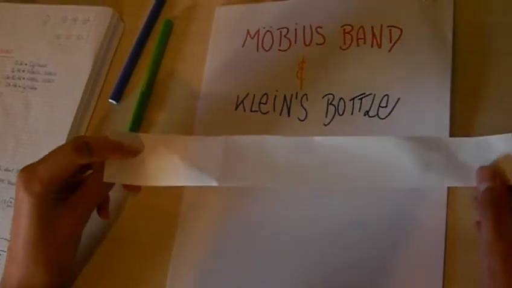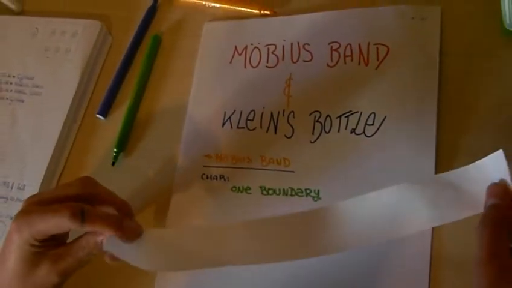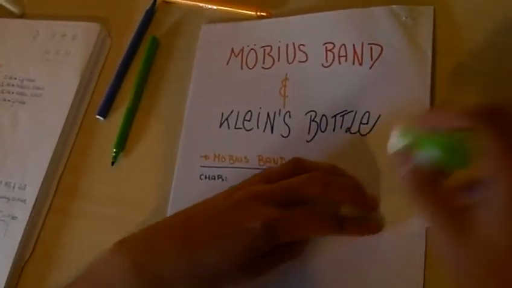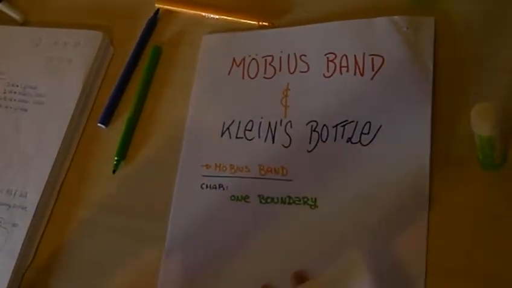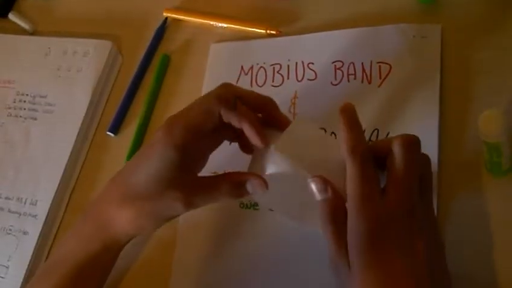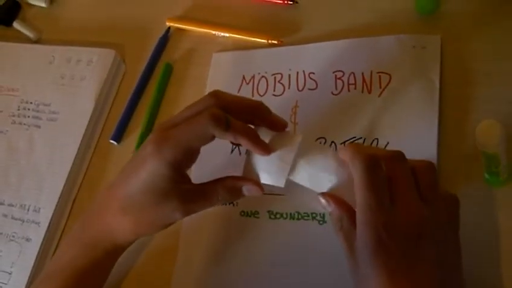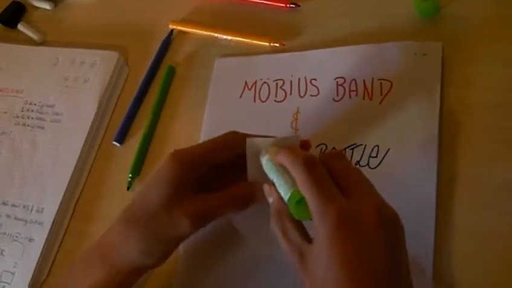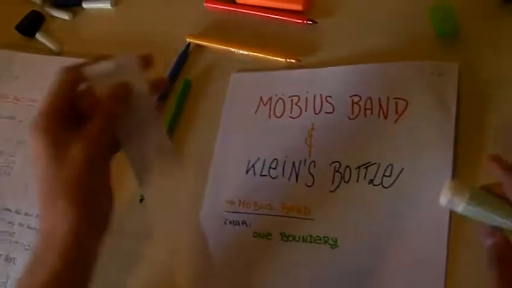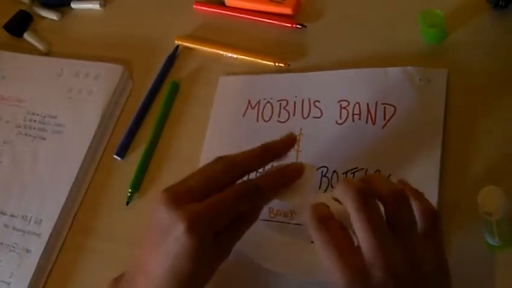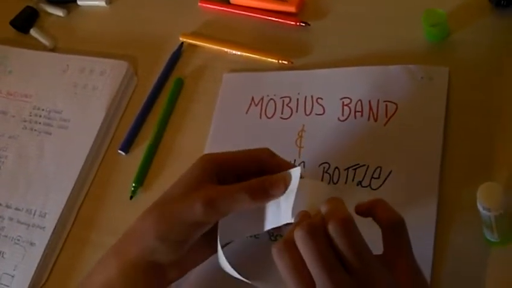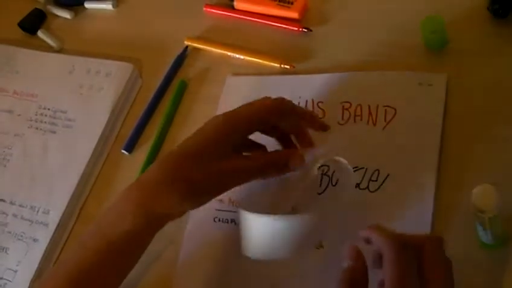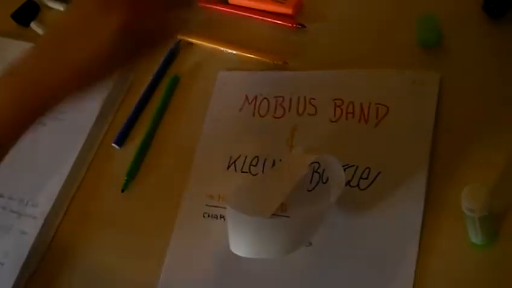Okay, you only have to take a strip of paper, stick one side, and double it as if you wanted to make a cylinder. But you have to double it with one half twist, and you have a Möbius band.